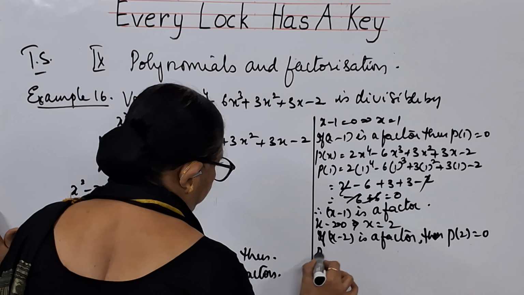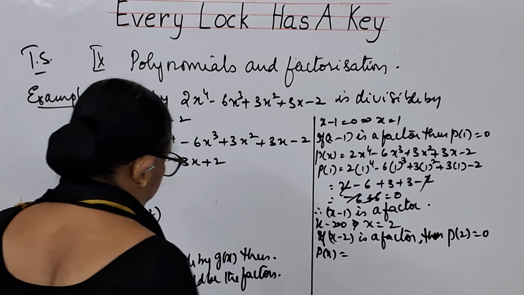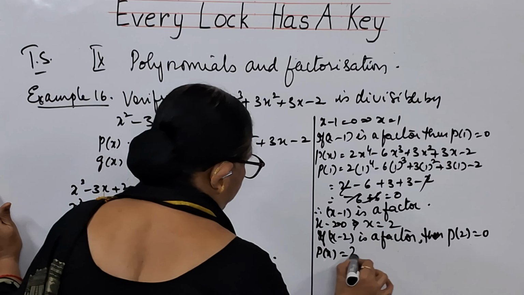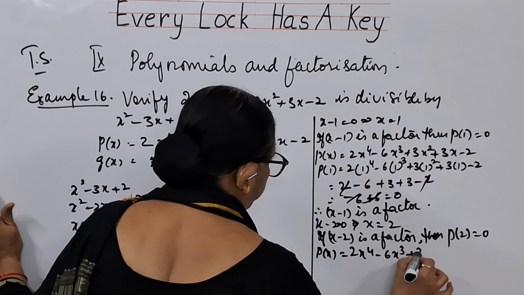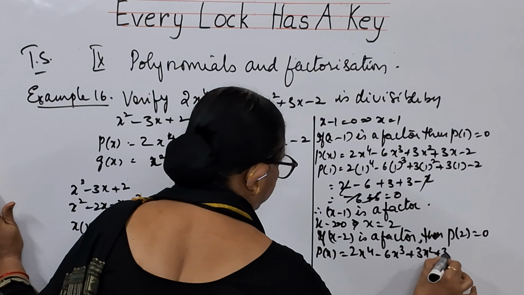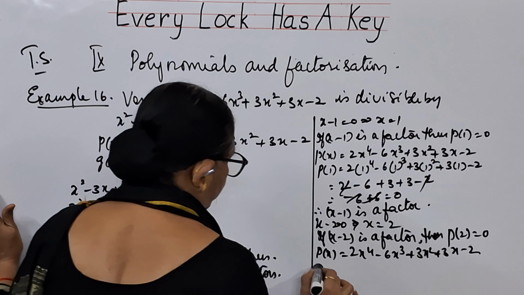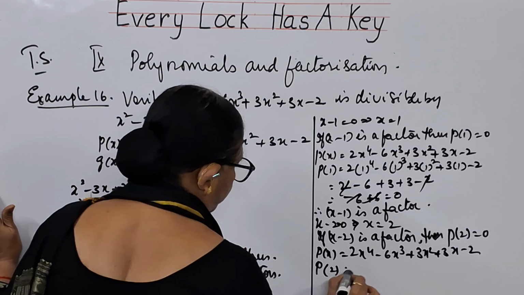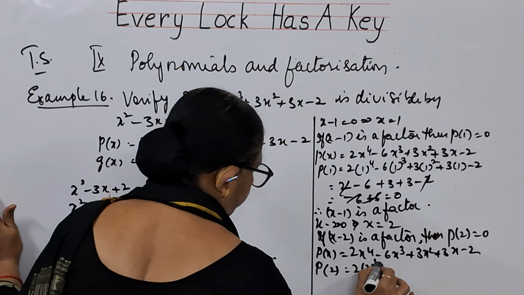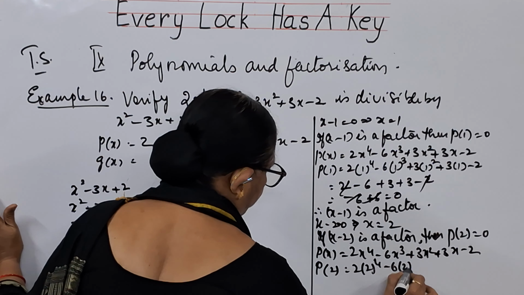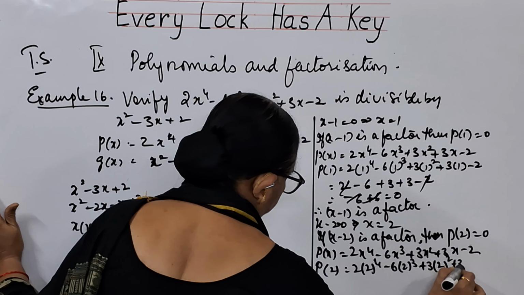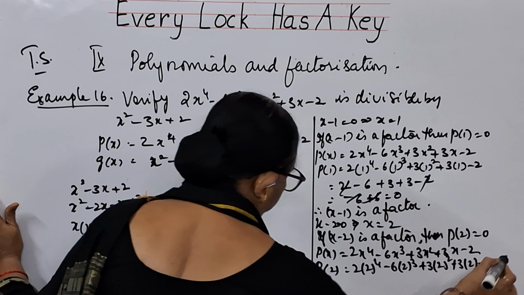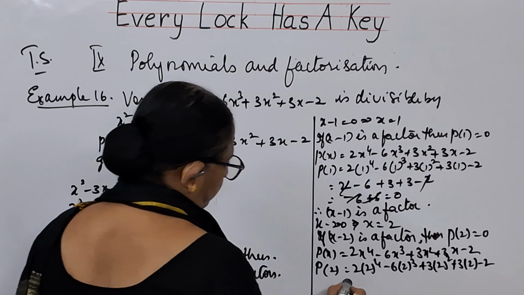So what is p of x, children? P of x is 2x to the power of 4 minus 6x cube plus 3x square plus 3x minus 2. So p of 2: 2 into 2 to the power of 4 minus 6 into 2 cube plus 3 into 2 square plus 3 into 2 minus 2. So how much are you getting?